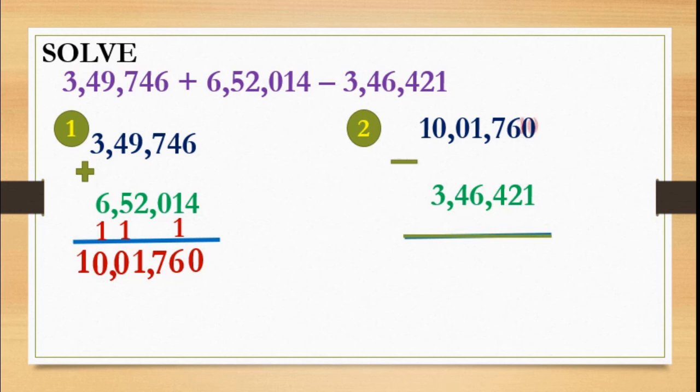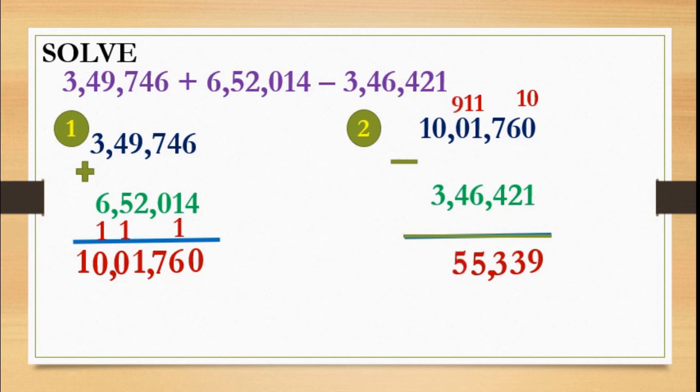0 minus 1 not possible. So here 10, you know that how to borrow from the left hand side. 10 minus 1, 9. Now here 5 minus 2, that is 3. 7 minus 4, 3. Again 1 minus 6 not possible. It became 11 minus 6, 5. Now dear students, see here 0 is there, but here 9. When we borrow from the left hand side, here we got 11 here, means 0 got 9.